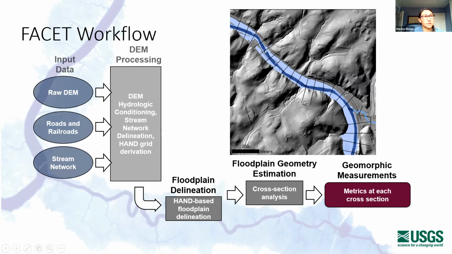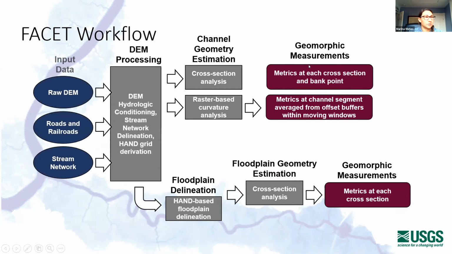And then we also draw cross sections along each reach to pull out channel and floodplain width. Just going back to an overview of all the components of FACET, with our cross section analysis and our raster-based analysis to measure channel geometry, and then our HAND-based approach to measure our active floodplain extent.